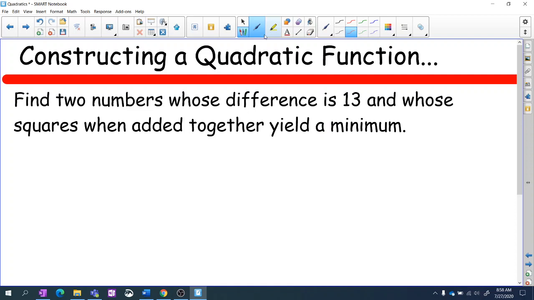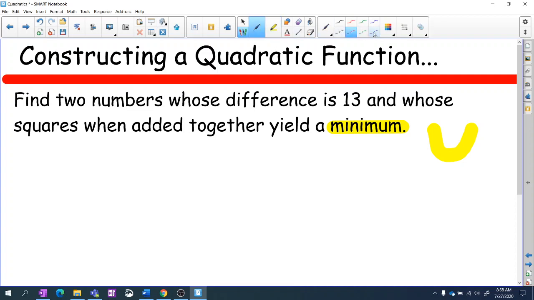And the whole idea here is that when I see this question, find two numbers whose difference is 13 and whose squares when added together yield a minimum. Well, there's one word in that whole statement that is the key, and it's that one right there. Now, when I say key, I mean key in regards to getting us pointed in the right direction. Obviously, there's some other very important words in here as well, but minimum makes my brain think quadratic that looks like this. There's my minimum at that lowest point, the vertex.